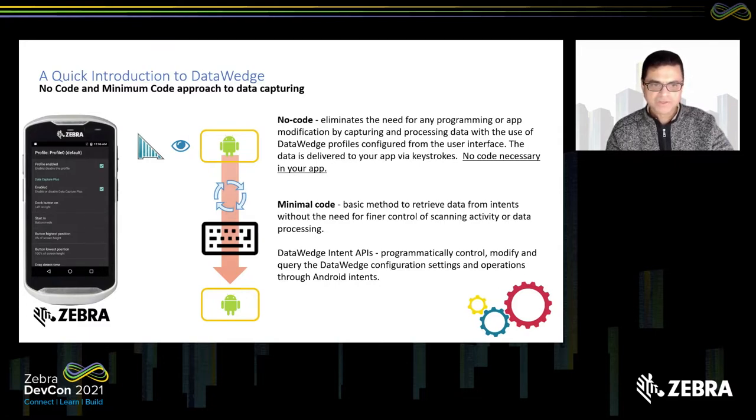But it isn't always good enough for several applications and use cases where they do want to process the data themselves instead of DataWedge putting it into the keyboard queue. That's why we have the intent broadcast API, where the data is passed to your application. That's the second one where it says minimal code.